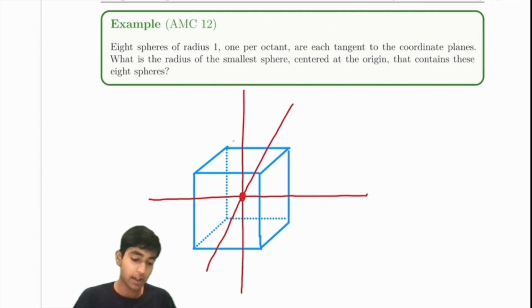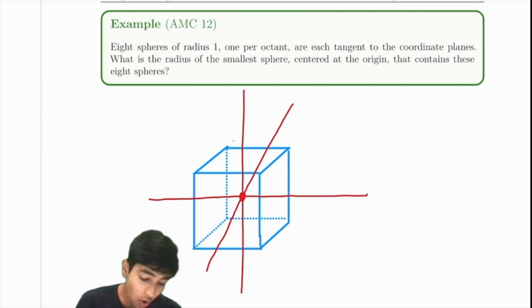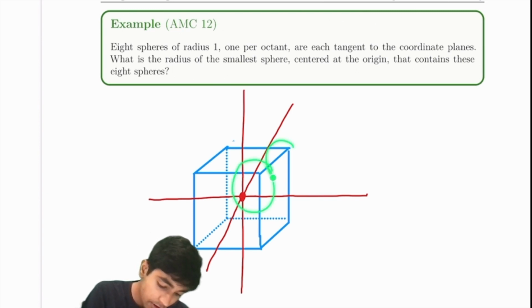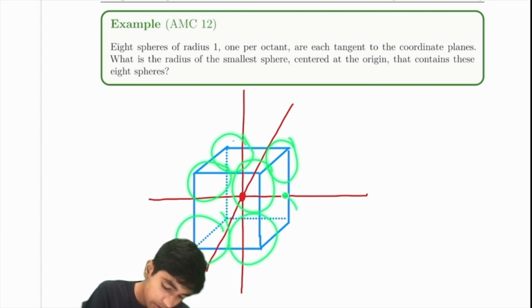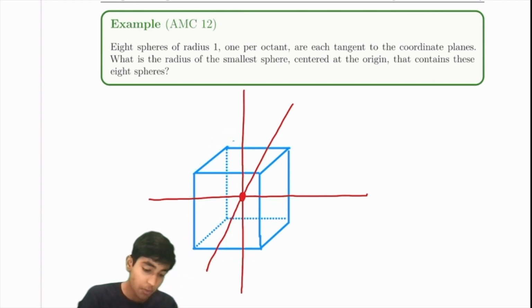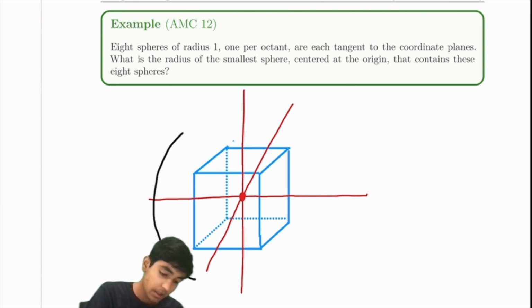Hopefully you can visualize that. So now we imagine each sphere is centered at one of these vertices of the cube. And we're asked to find the smallest sphere centered at the origin that contains all 8 of these spheres. How should we do this?